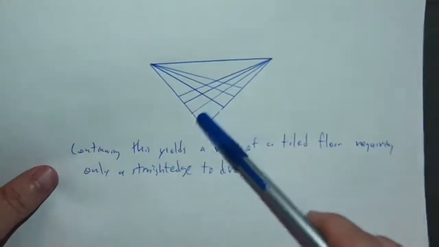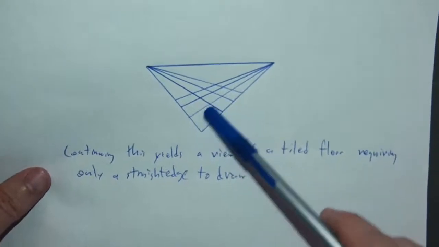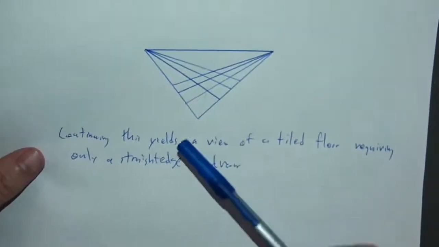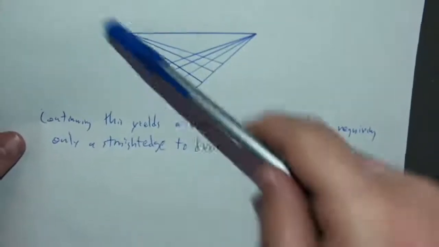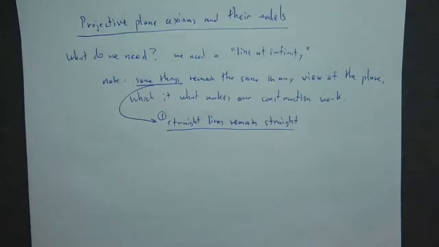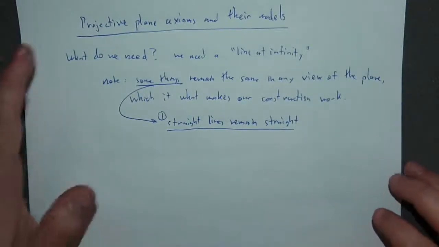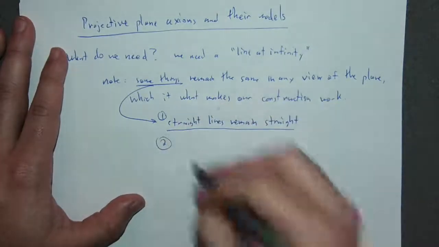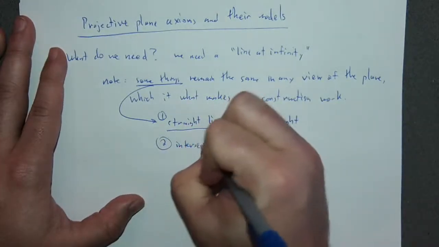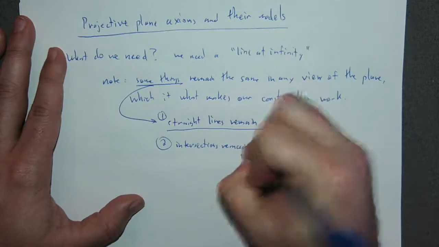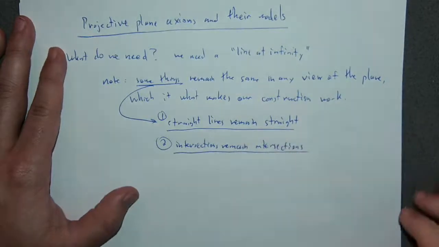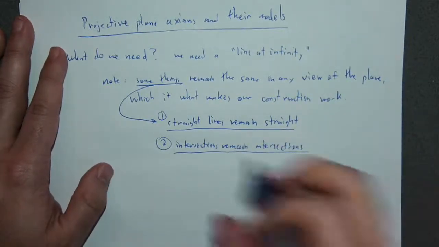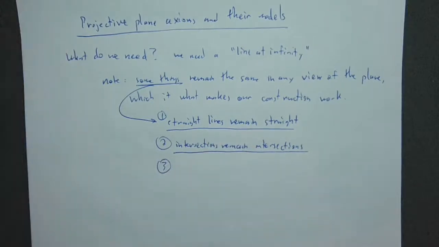So if I had taken this picture and I had started out with the first tile that didn't quite look like this, maybe my first tile is a little bit more squished in my direction. It doesn't matter. These lines that I see as the edges of the tiles are still going to be straight lines. To draw them, all I need is a straight edge. I don't need anything else. Intersections remain intersections. Okay, so that's nice.